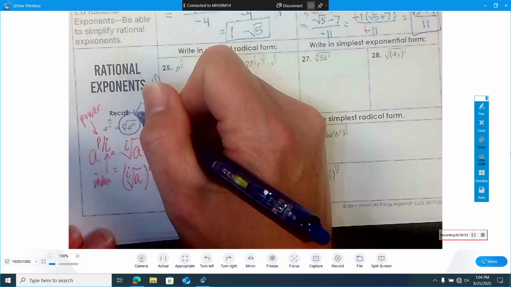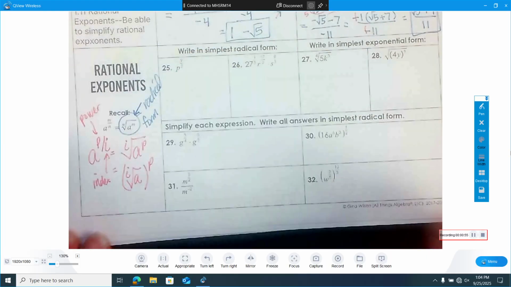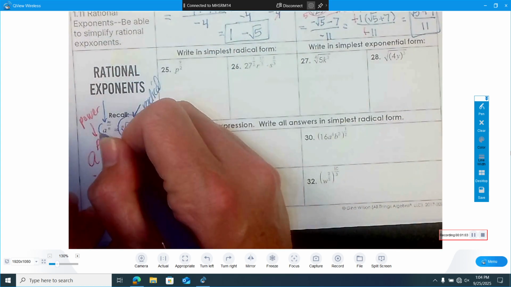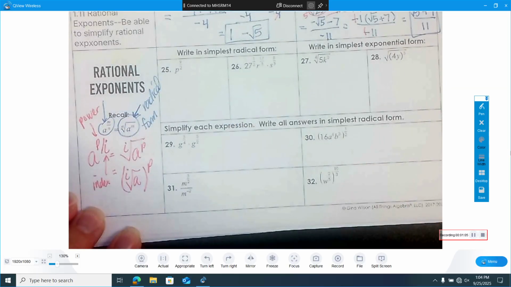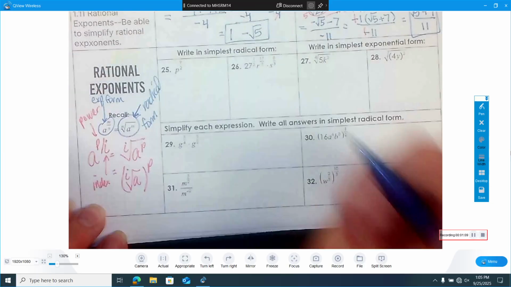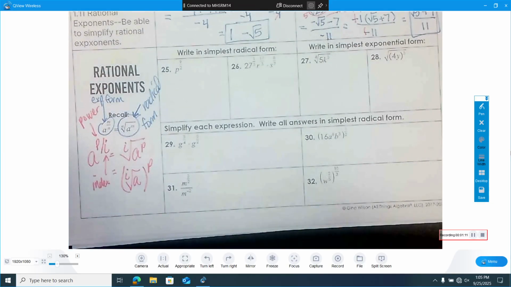Okay. So obviously it's called radical form because you can see the radical. And then, of course, over here, when we use an exponent, that would be called exponential form because we're using an exponent instead, okay? So we have radical form, we have exponential form.